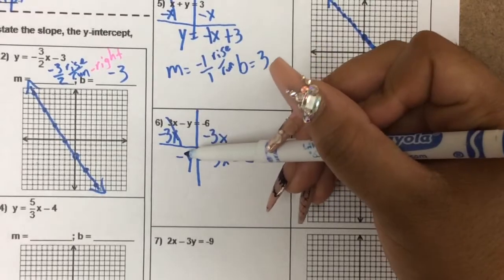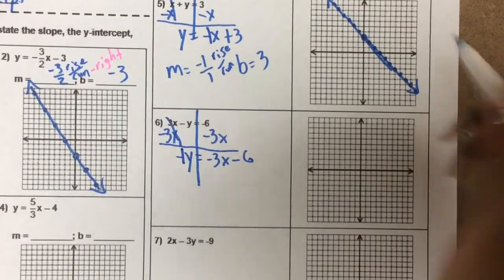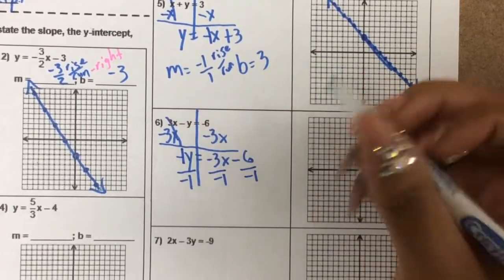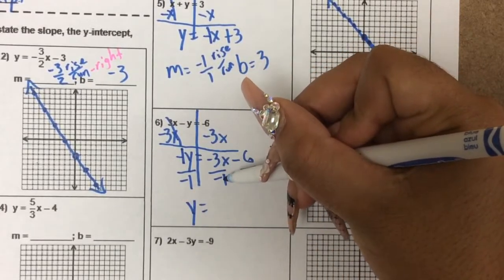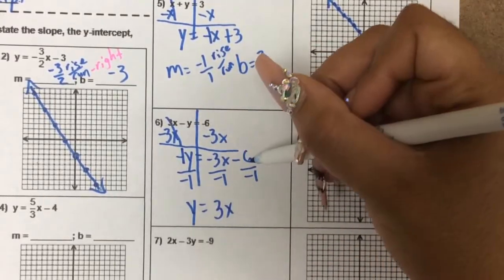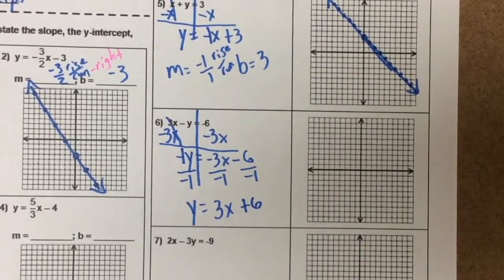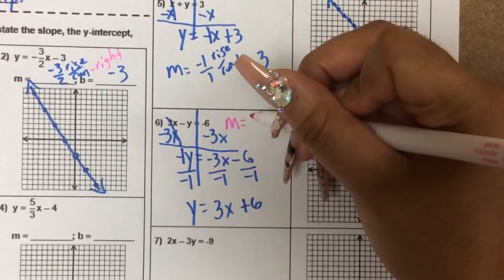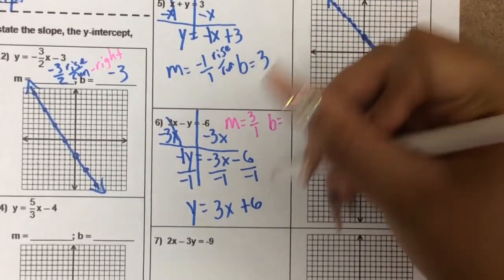Okay, now I have a negative in front of my y, so I have to get rid of that negative. So I'm going to put a 1 there. Now I'm going to divide everything by -1. So I'll have y equals -3 divided by -1. Well, a negative divided by a negative would be a +3. -6 divided by -1 would be a +6. So let's write down my m and my b. My m will be 3, or 3 over 1. My b would be 6.